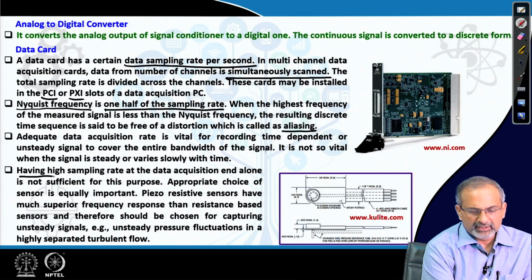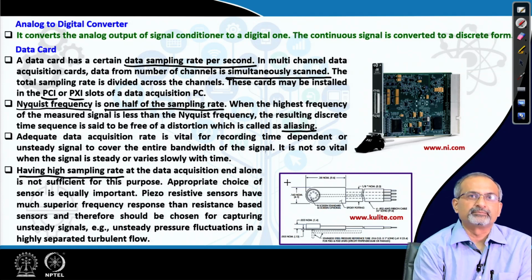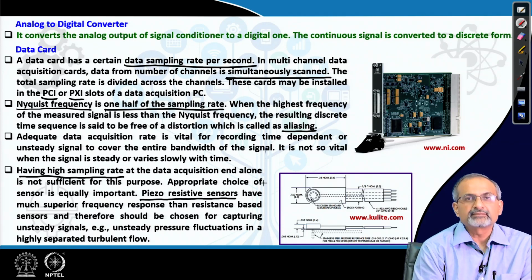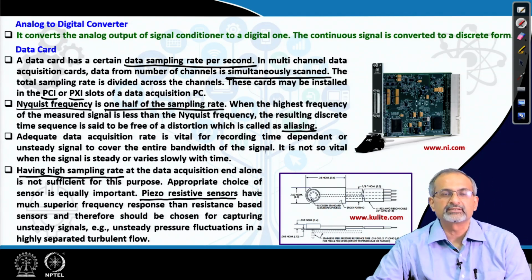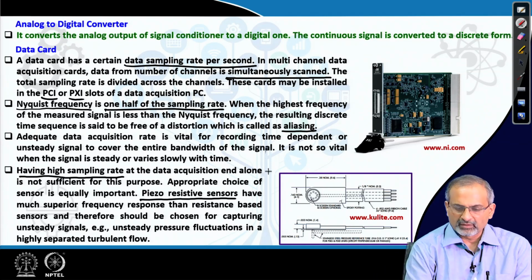But when it is rapidly changing with time, it is essential to acquire the data at very high rates. Additionally, just having a high sampling rate at the data acquisition end alone would not be sufficient for this purpose. So, you also need to make an appropriate choice of sensor to support it. When we are using pressure sensors, for example, piezoresistive sensors have a much superior frequency response than resistance based sensors, and therefore, they should be chosen for capturing unsteady signals like unsteady pressure fluctuations in a very highly separated turbulent flow.